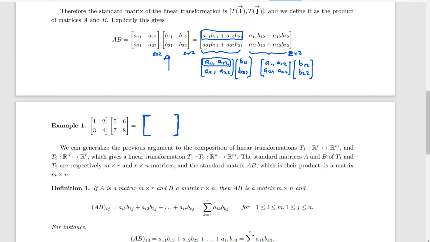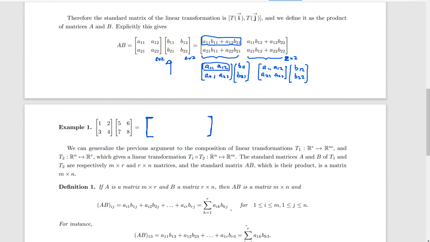Maybe I'll leave myself a bit more space. To get the first entry, essentially to get the whole first column here, I'm going to multiply this matrix with the vector 5, 7. Now to get this entry right here, I'm going to multiply this row against this column, component-wise. So 1 times 5 plus 2 times 7. That's my first entry. So 1 times 5 plus 2 times 7 is going to be 19.